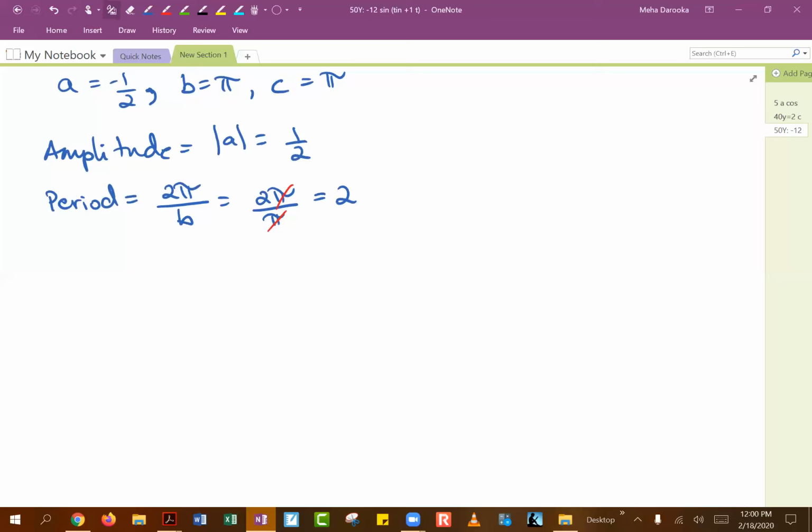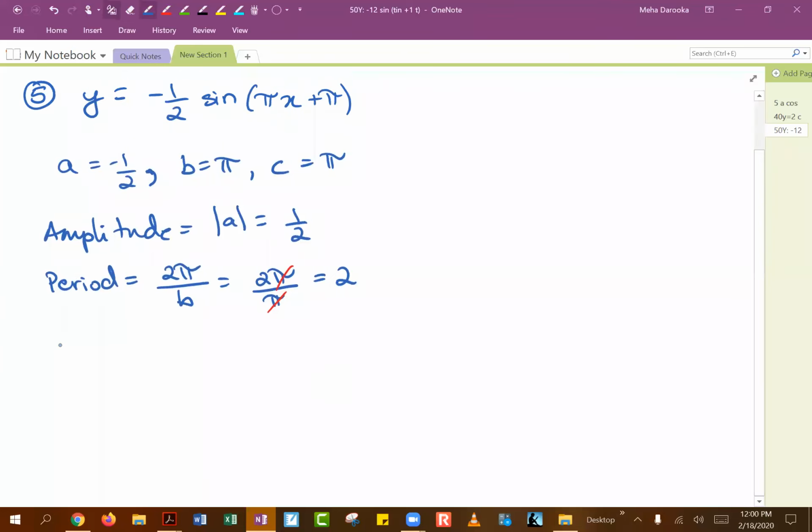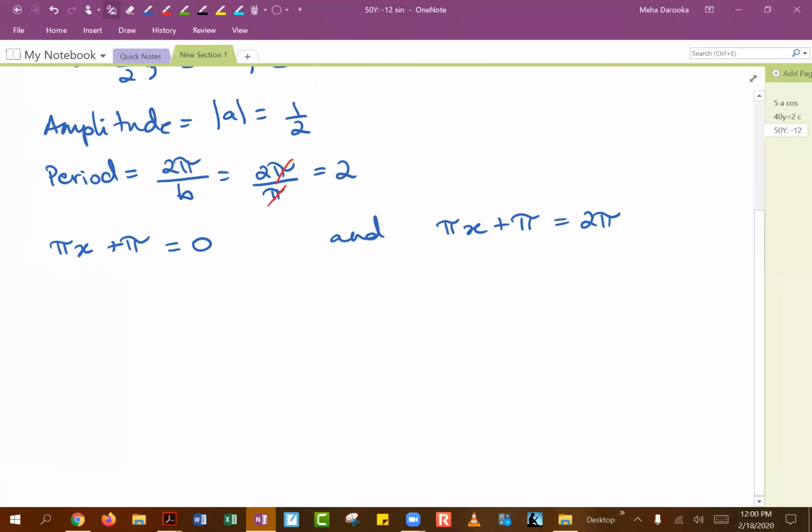And then let's solve our equations, which will be taking pi times x plus pi, set that equal to 0. For the second part, pi times x plus pi equals 2 pi. So you always set those equal to 0 and 2 pi. So go ahead, solve those and tell me what your x value should come out to be.